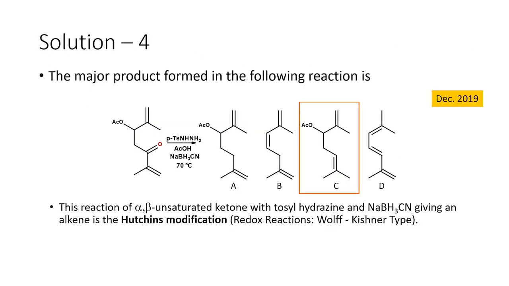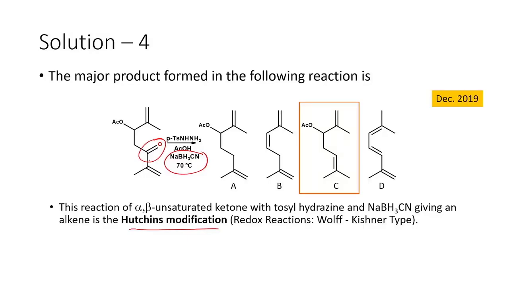So this reaction is basically called the Hutchins modification of the Wolff-Kishner reaction. The use of sodium cyanoborohydride is the differentiating factor compared to the Wolff-Kishner reduction, because in the Wolff-Kishner reduction we generally use simple hydrazine, and we have also seen the previous tosyl hydrazone derivatives, which also lose nitrogen gas to give the alkene product. So this modification, that is conversion of an alpha beta unsaturated system into a simple alkene, is called the Hutchins modification of the Wolff-Kishner reduction. And this is basically a redox reaction.